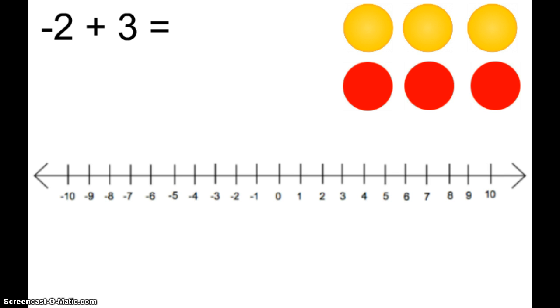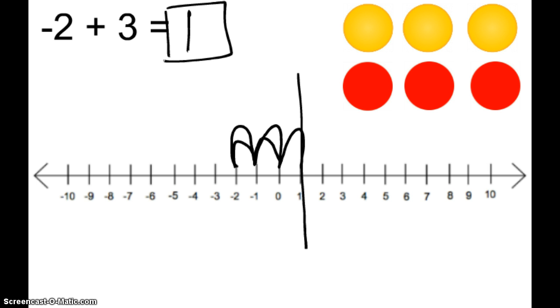All right, number line. So we start at 0. We're going to move left 2 spaces. 1, 2 spaces to the left. Now we're going to move right 3 spaces. 1, 2, 3 spaces. So where did we end up? Positive 1.